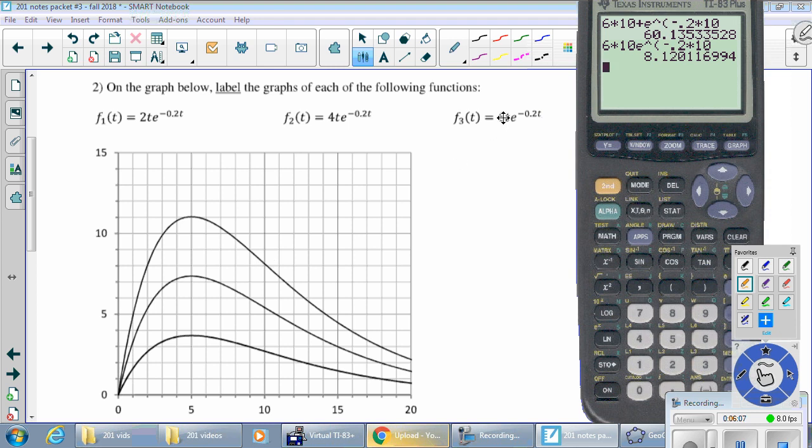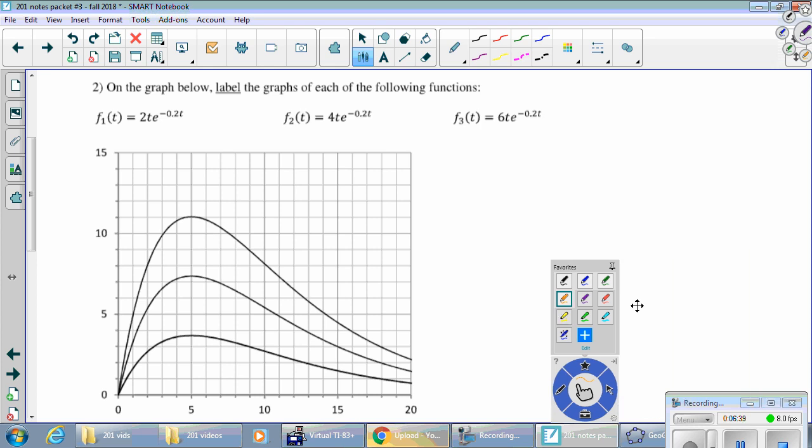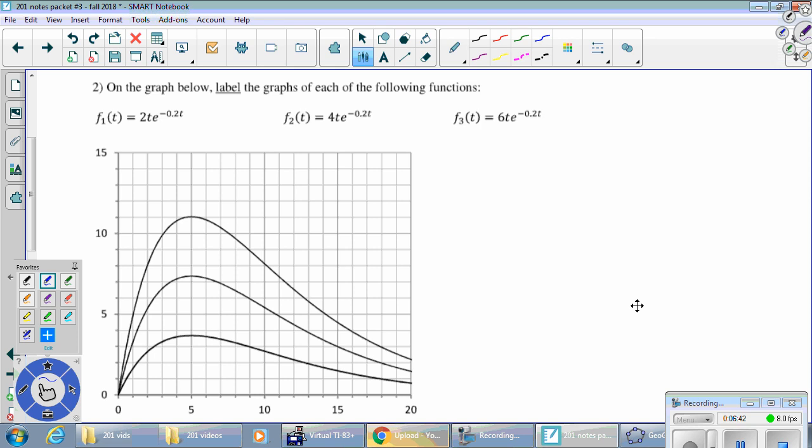So if that one right there is the 6, and the only difference is the 6, 4, 2, then probably this is the 4 and this is the 2. But without the calculator, we can do this one because, again, the only difference is 2, 4, 6. And we know that multiplying the front of a function by a number has the effect of vertically either stretching or compressing that function. And so the biggest vertical stretch is going to be the one with the 6 on it, and then the 4, and then the 2 is the least vertically stretched one. So either way you slice it, we should know which one is which. So the top one is F3, and the middle is F2, and the bottom one is F1.